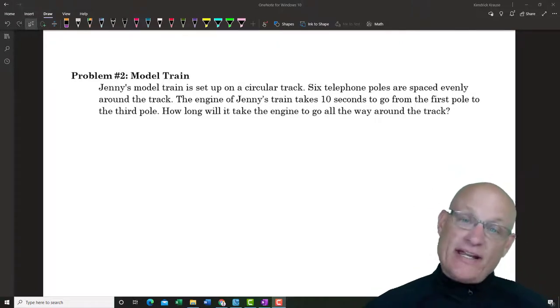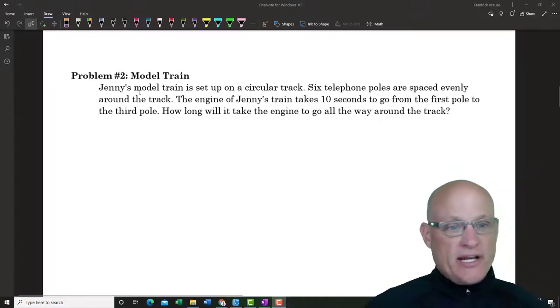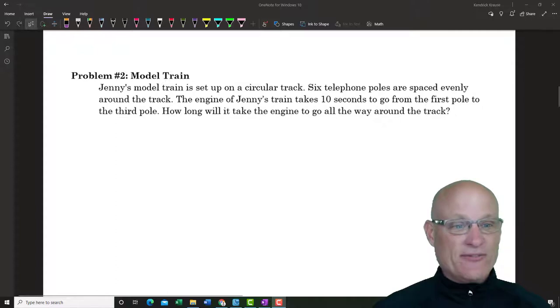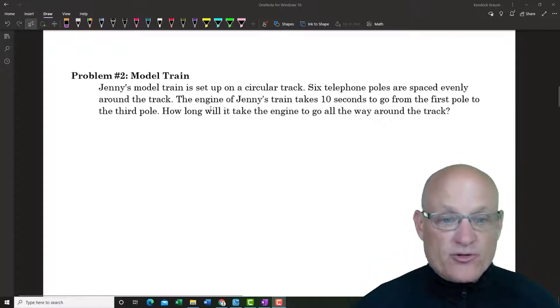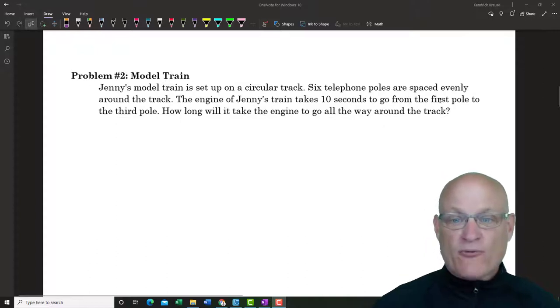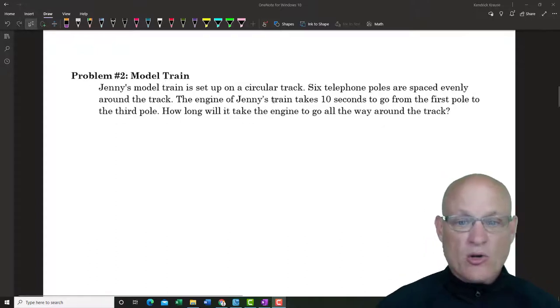All right, let's talk about Jenny and her model train. Jenny's model train is set up on a circular track. 6 telephone poles are spaced evenly around the track. The engine of Jenny's train takes 10 seconds to go from the first pole to the third pole. How long will it take the engine to go all the way around the track?